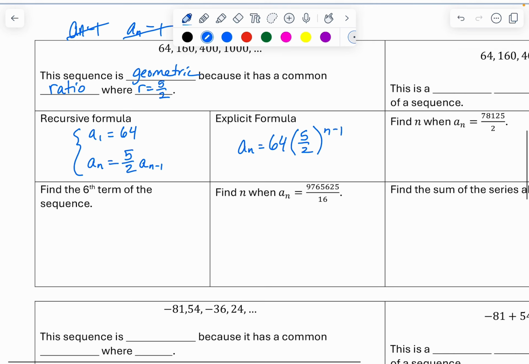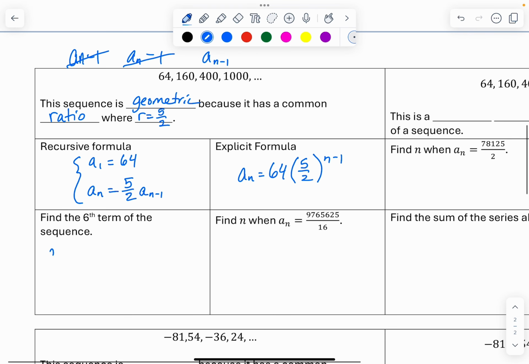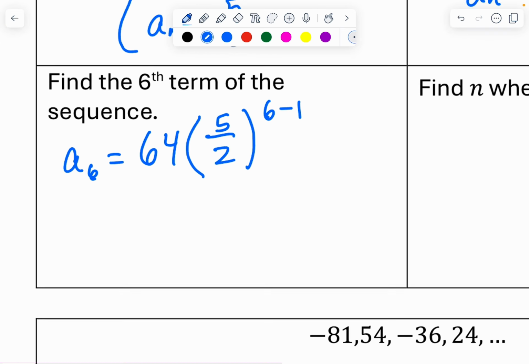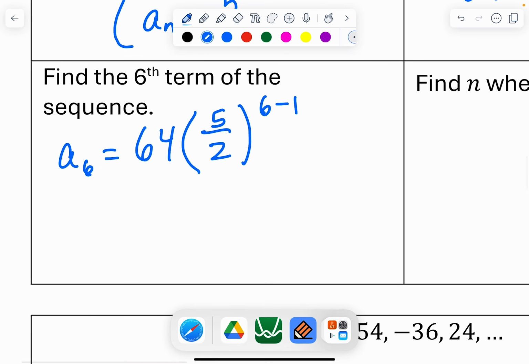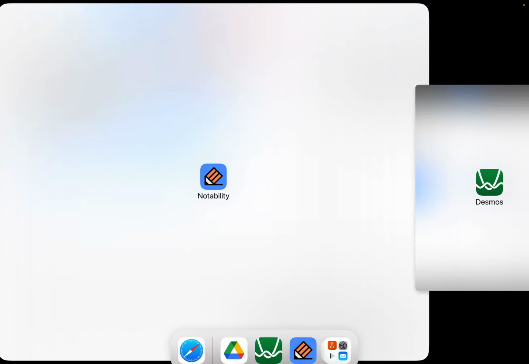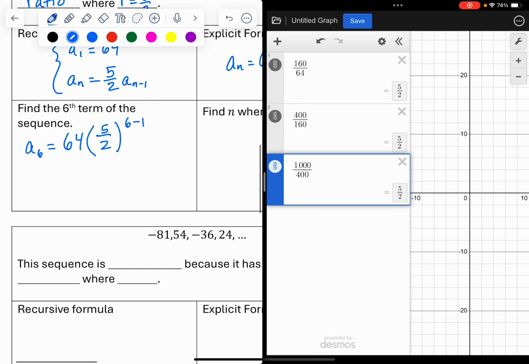Okay, so now find the sixth term of the sequence. And so I want a sub 6 is equal to 64 times 5/2 to the 6 minus 1. I just plugged in 6 for n. Well, now, I would caution you about going straight to Desmos and just plugging this in because a lot of these geometric sequences and series work better with fractions.